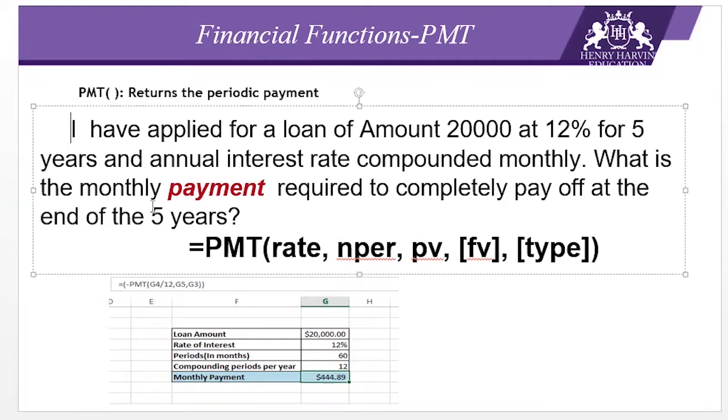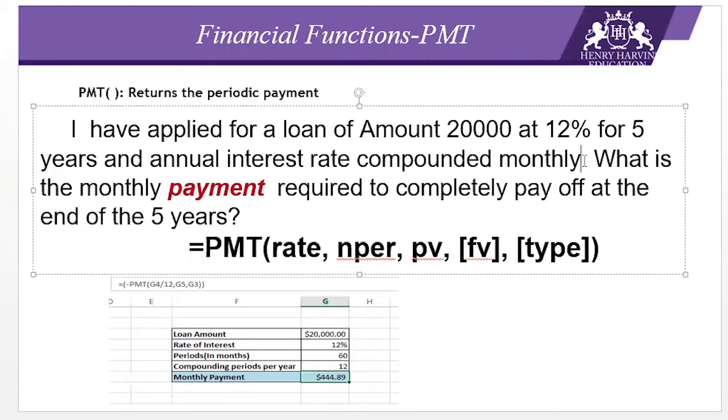Suppose I have applied for a loan for an amount of 20,000, guys, at 12% for 5 years, with the annual rate compounded monthly. So this annual interest rate is compounded monthly. It can be weekly, quarterly, monthly, or semi-annual also. So these are the basics which we are going to cover in this session.